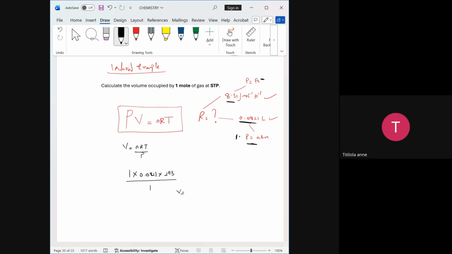Do you get it? Yes, sir. It depends on the gas constant you are using. If you are using this gas constant, you use that number. If you are using this gas constant, you use this number. It's very simple.